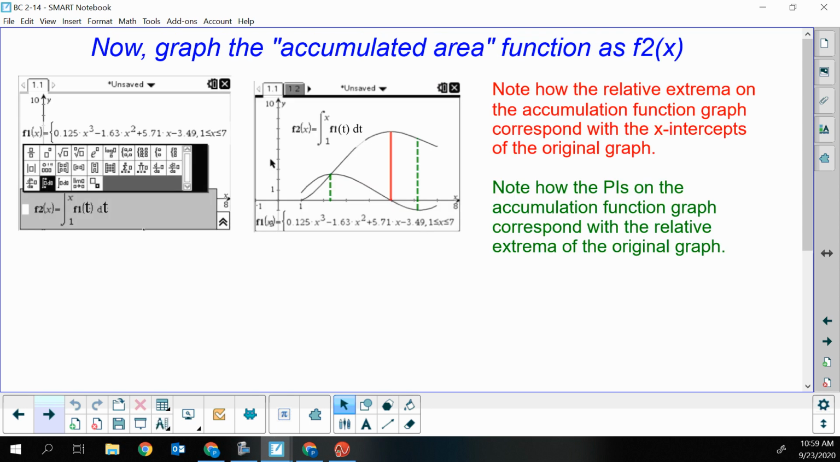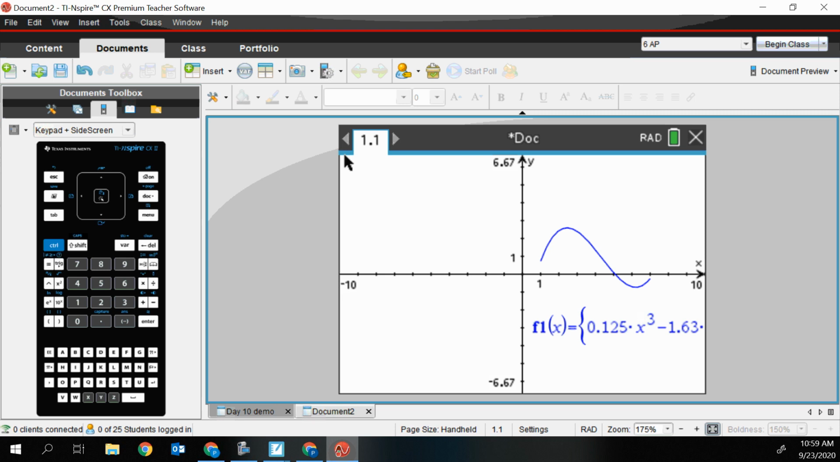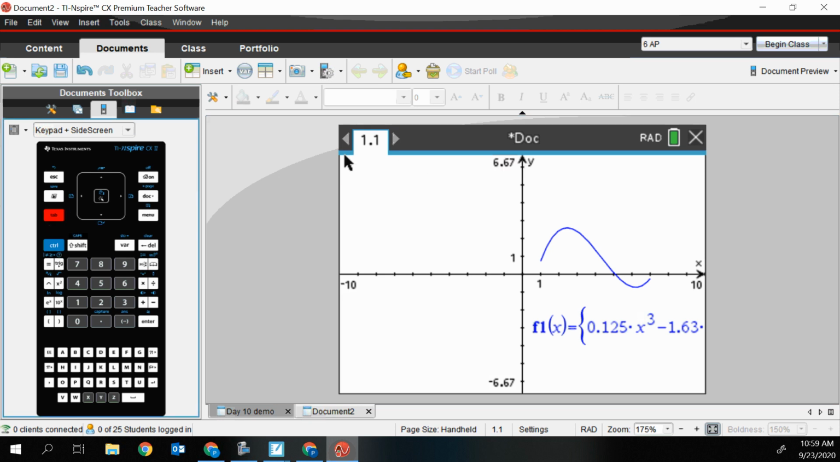And then what we're going to do is we're going to graph our accumulation function, and because it will have been an F1, we can just do the accumulation function from 1 to x of F1 and then have t and dt. So for this one, I've already put that graph in. So now we can graph the accumulation function.